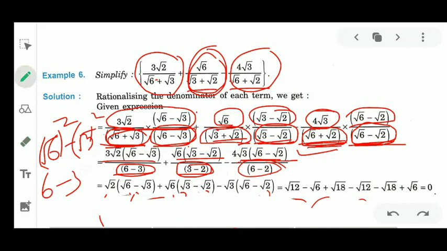Now you see 6 minus 3 is 3 here. Okay, in the numerator you have 3 and the denominator is also 3, so 3 will be cancelled. Then we have root 2 into root 6 minus root 3. Clear? Then next, 3 minus 2 is 1. So the number is root 6 into root 3 minus root 2. Next, 6 minus 2 is 4, and 4 will be cancelled. Then the number will be root 3 multiplied by root 6 minus root 2. Up to this, clear?